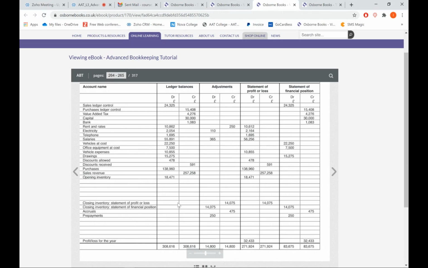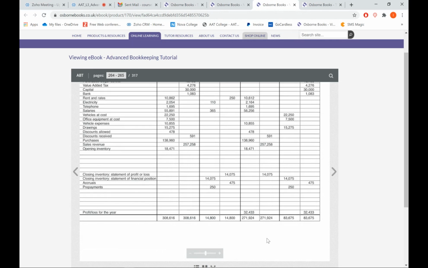Then here closing inventory: the P&L figure goes to P&L, and the financial position figure goes to financial position. If it is on credit, then it goes to credit, debit goes to debit. Accruals 475 on the credit because it is a liability. Prepayments is an asset, goes to statement of financial position.